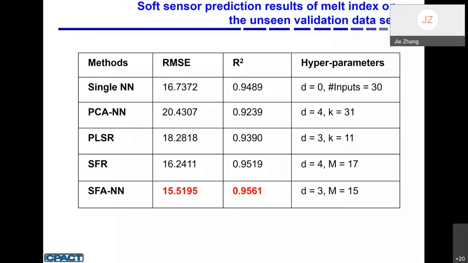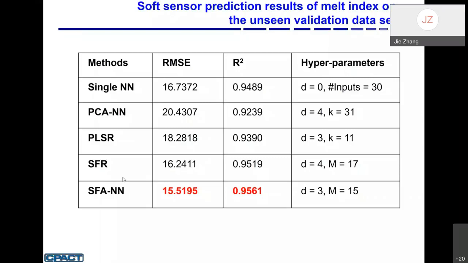This table compares the slow feature neural network with some other approaches. The first one is just a single neural network model. The second one uses principal component analysis on the data, and then uses the principal components as input to a neural network, so it's a PCA neural network. The next one is partial least squares regression, which is a linear model. And then the next one is slow feature regression: you discover slow features, and then use them as the input of a multiple linear regression model.